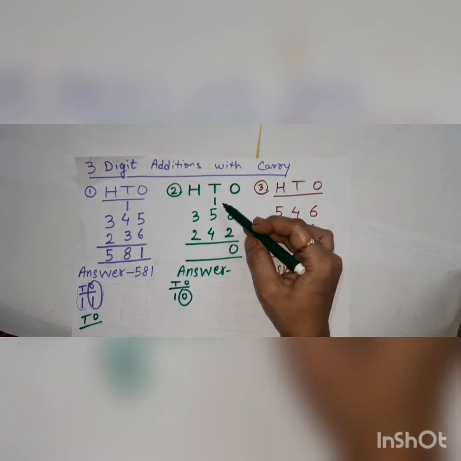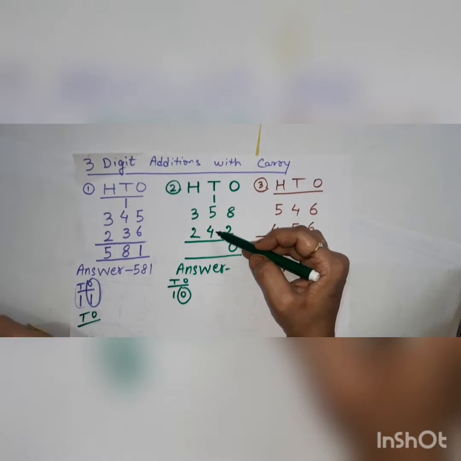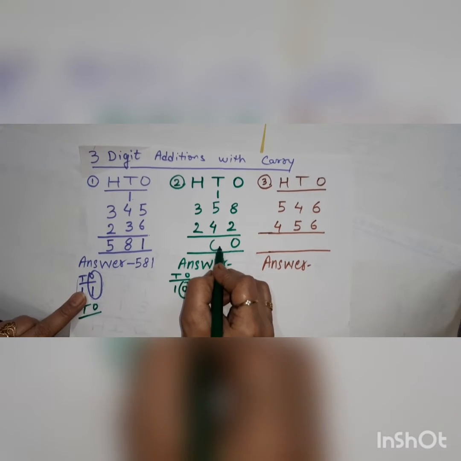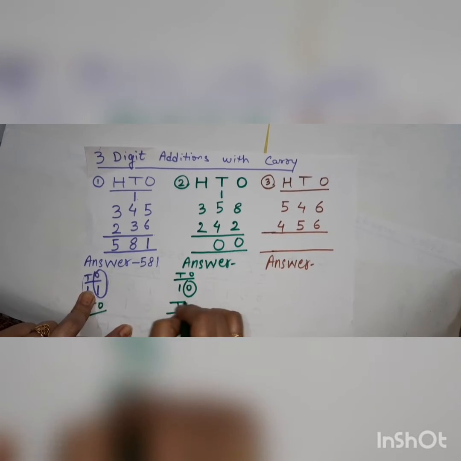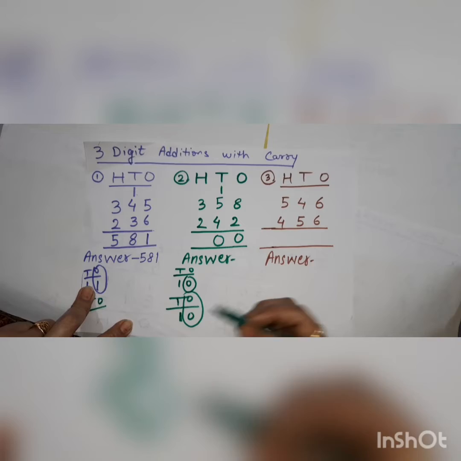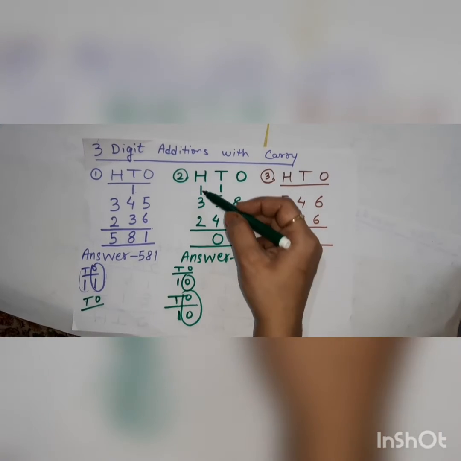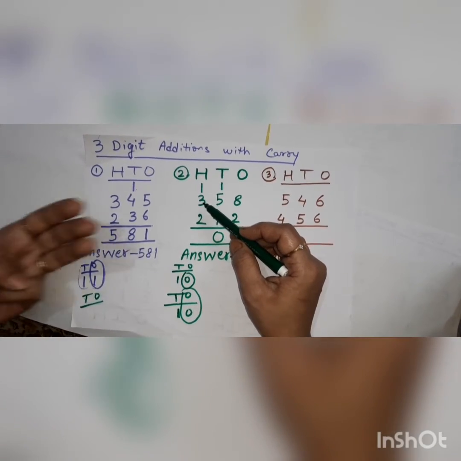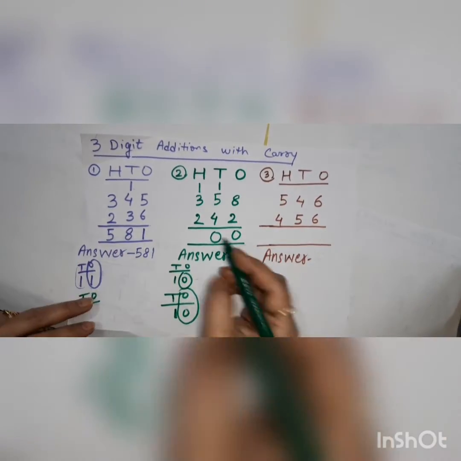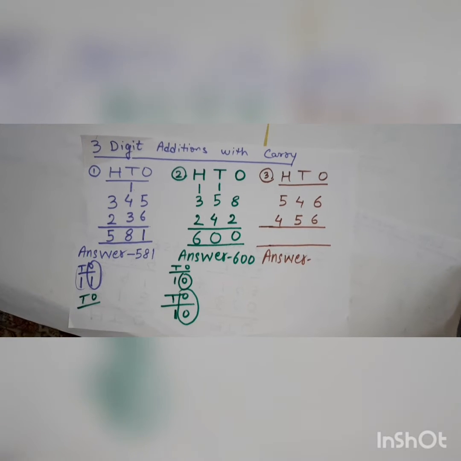Then I count here 1, 1 plus 5, 2, 3, 4, 5, 6. Again 4, 7, 8, 9, 10. So I write here 0. Again I got 10. This 0 will go here and this tens column digit will go on the top of this 100 column. Again, I count this all. 1, 1 plus 3, take out 3, 2, 3, 4, then 2, 5, 6. I write here 6. The answer is 600.